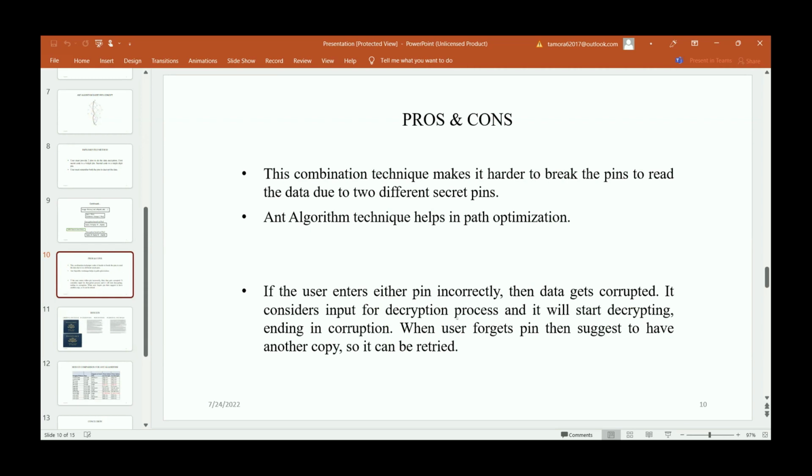So the problem here is, if the user enters either pin incorrectly, the data is going to get corrupted. The reason being, as soon as you enter some numbers, it is not going to verify whether it's a right number or not. The algorithm has not been designed in such a way that it checks whether the entered pin is right. It is just going to start the decryption process. So at one stage, it is going to understand it was not right, because the numbers we have entered are different from when we did the encryption.